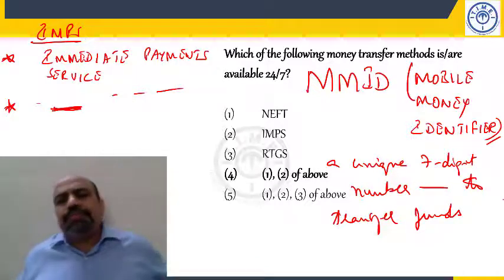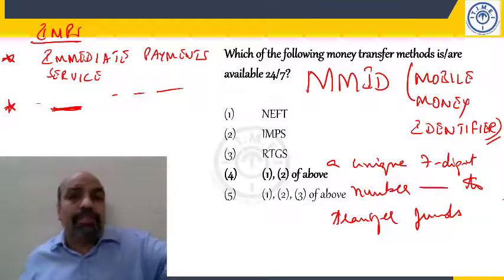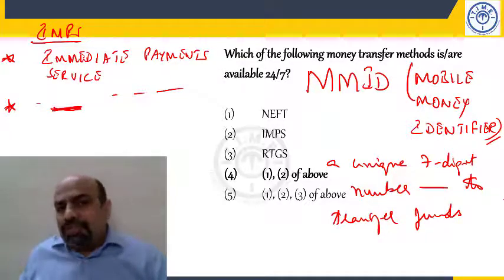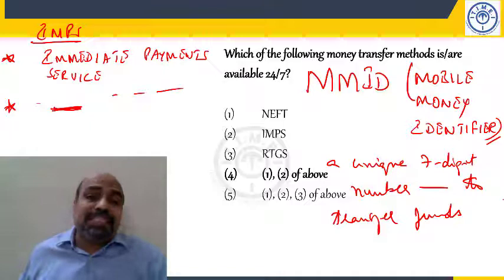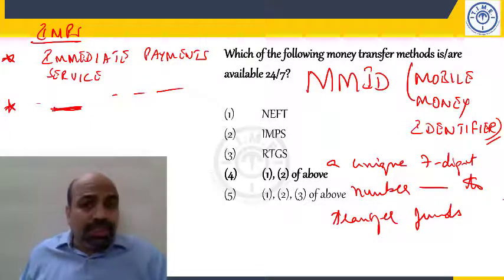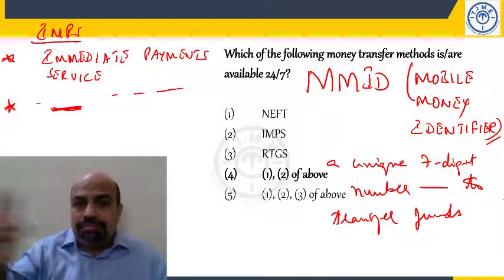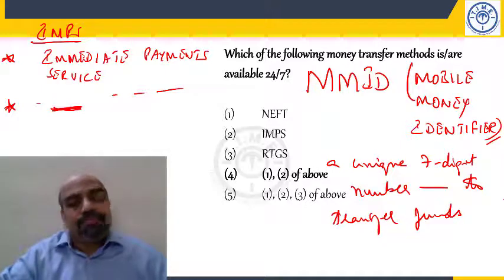So effectively, to transfer funds, you don't need to have the bank account details of the beneficiary to whom you are sending the money. All you need is a 7-digit MMID, Mobile Money Identifier. Once you have it, you enter that code as part of the transaction. Bingo, the money is transferred.